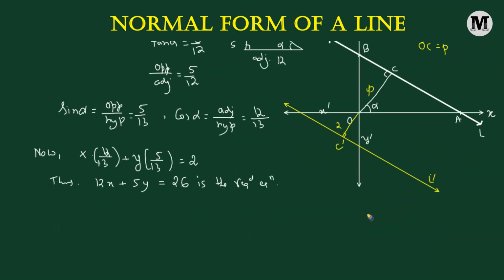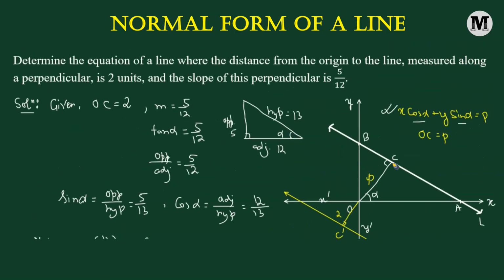I'm leaving that as an exercise for you to try out. The other equation of the line is going to be 12x plus 5y equals -26. So in fact there are 2 lines possible which meet the criterion that the perpendicular distance from the origin is 2 units and the slope of the perpendicular is 5/12.